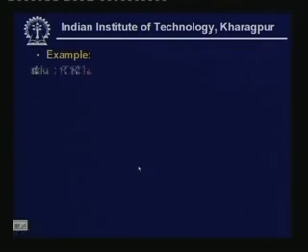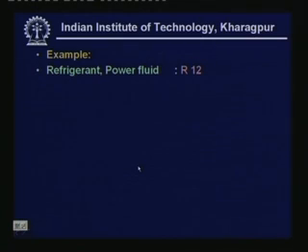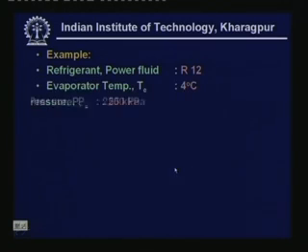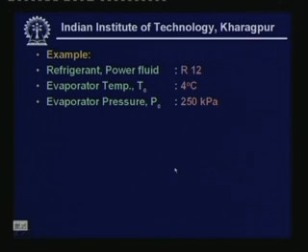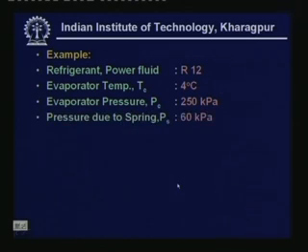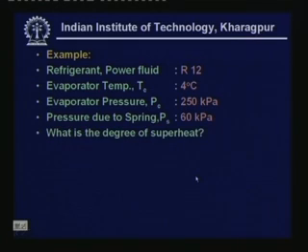Now let me give a small example. Let us say that we have a thermostatic expansion valve which uses power fluid as R12, and the refrigerant is also R12, and the evaporator temperature is 4 degrees centigrade. And the evaporator pressure, which is nothing but the saturation pressure at 4 degrees centigrade from the refrigerant property database, is found to be 250 kilopascal. Let us say that the pressure exerted due to the spring Ps is 60 kilopascal. So we know the evaporator pressure Pe and the spring pressure Ps, and we have to find out the degree of superheat. So it is a very simple problem.